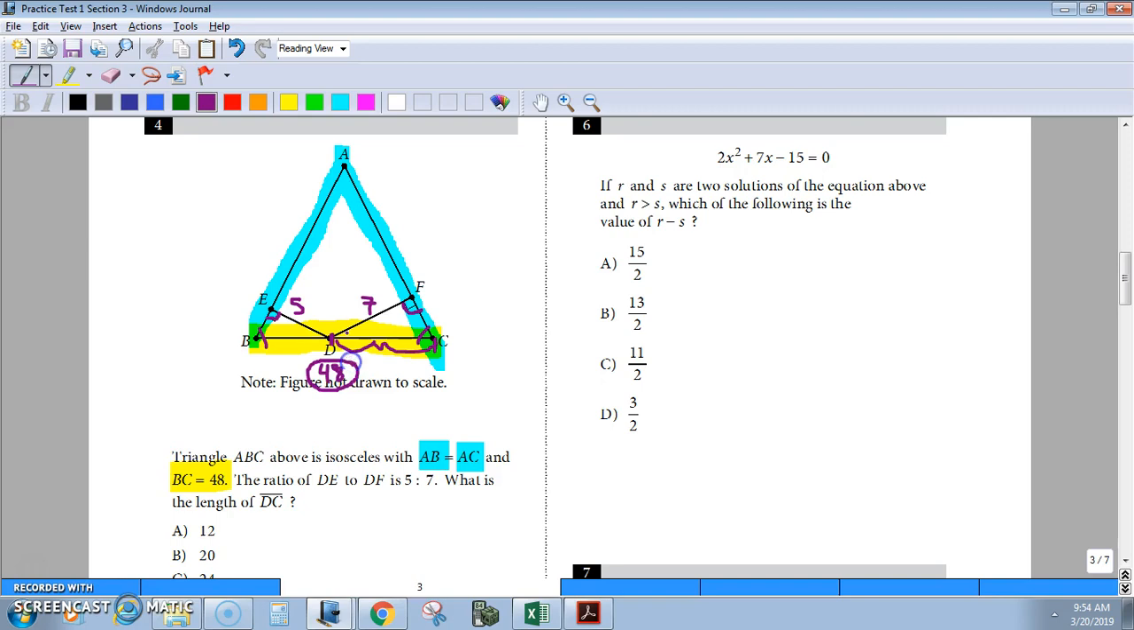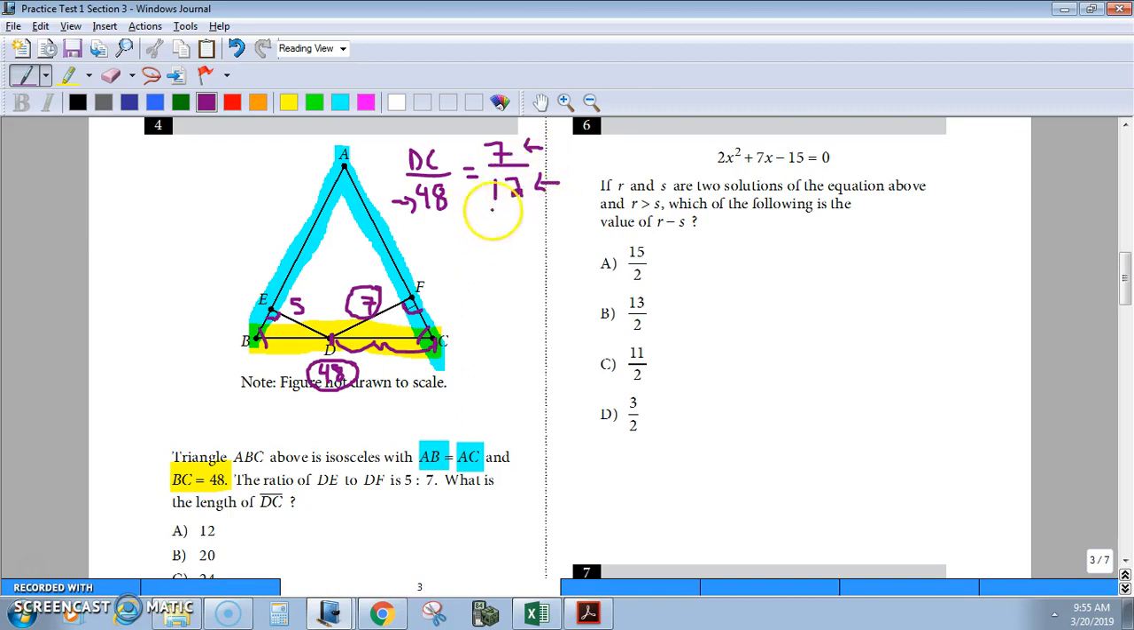So I'm looking at DC is what part of 48, and I know that 7, it's not going to be 7 over 5, but it's going to be 7 over 5 plus 7, 7 over 12, that total, because 48 is those two sides added together. So I need to add the other sides together, and I used 7 because it's part of the triangle that I'm looking for.